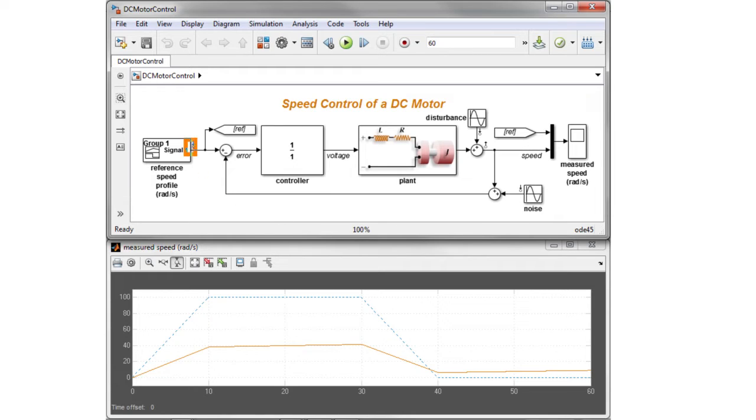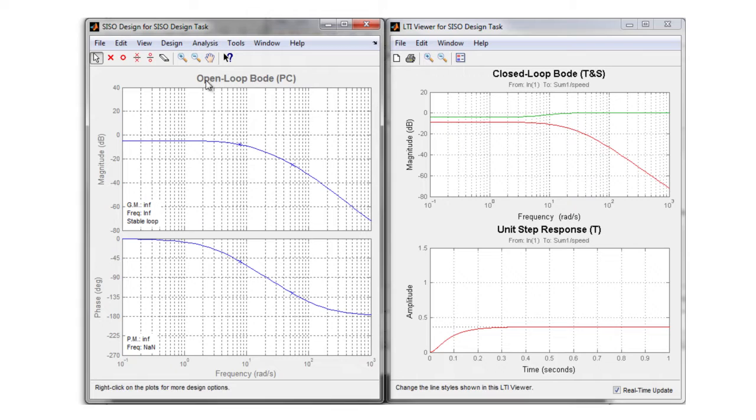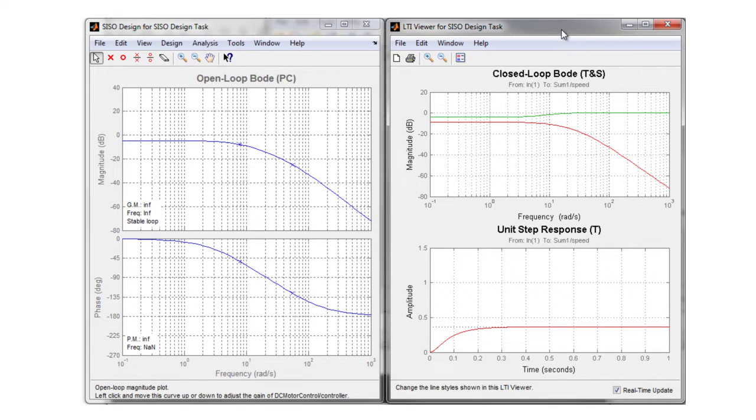Here I have set inputs on the reference, the disturbance, and the noise, and I have set the primary output on the velocity measurement. Here on our design view, we have the Bode diagram of our open loop transfer function PC in blue. And on our analysis view, I have the closed loop Bode plots for both the transmissibility transfer function in red and the sensitivity transfer function in green. And down here, I have the unit step response for the closed loop system.